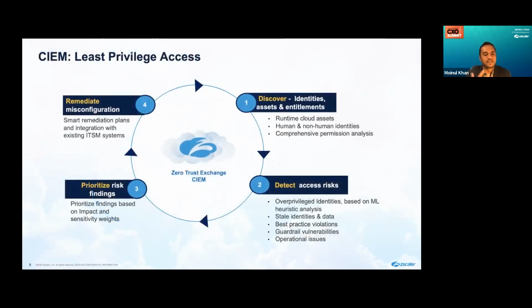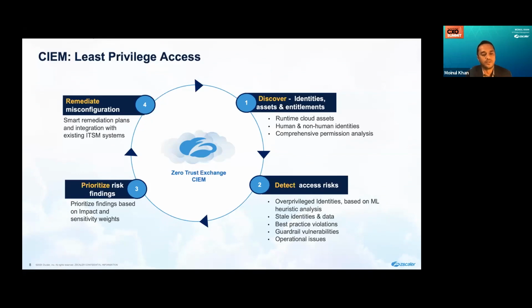The CIAM, very simple again, very similar concept. When organizations are onboarding their AWS, Azure, and GCP accounts, we run a discovery. We figure out what are the permissions that are available. We look at human permissions, we look at non-human permissions. Typically, a lot of API-based tools are connected to your workload. So we discover that, and the next step is running a machine learning algorithm. We figure out what are some of those overprivileged identities, right?